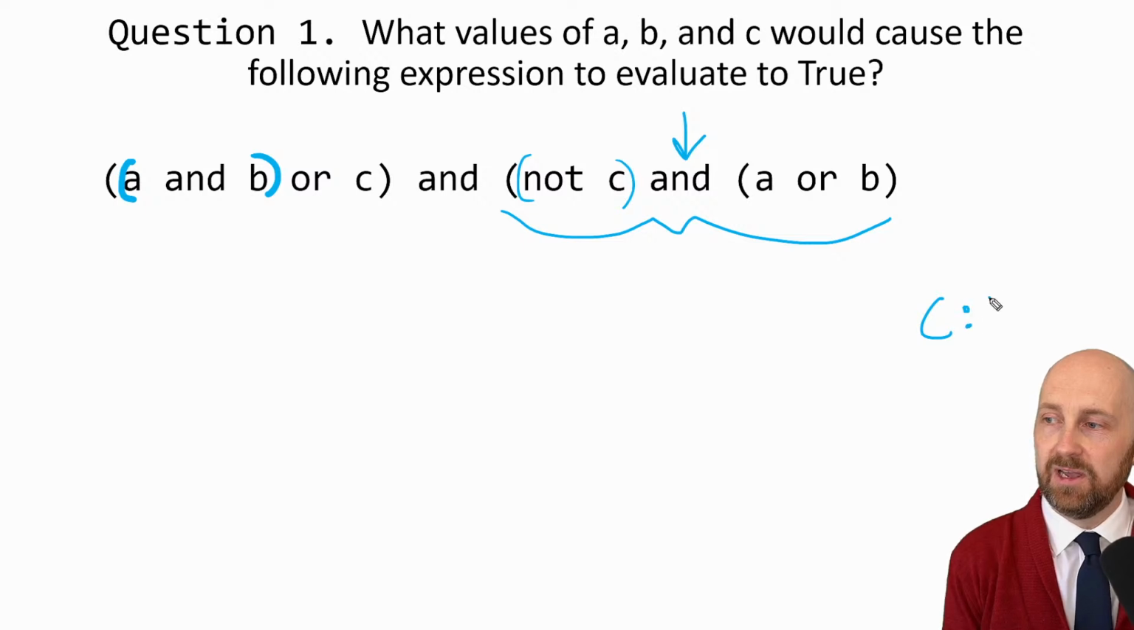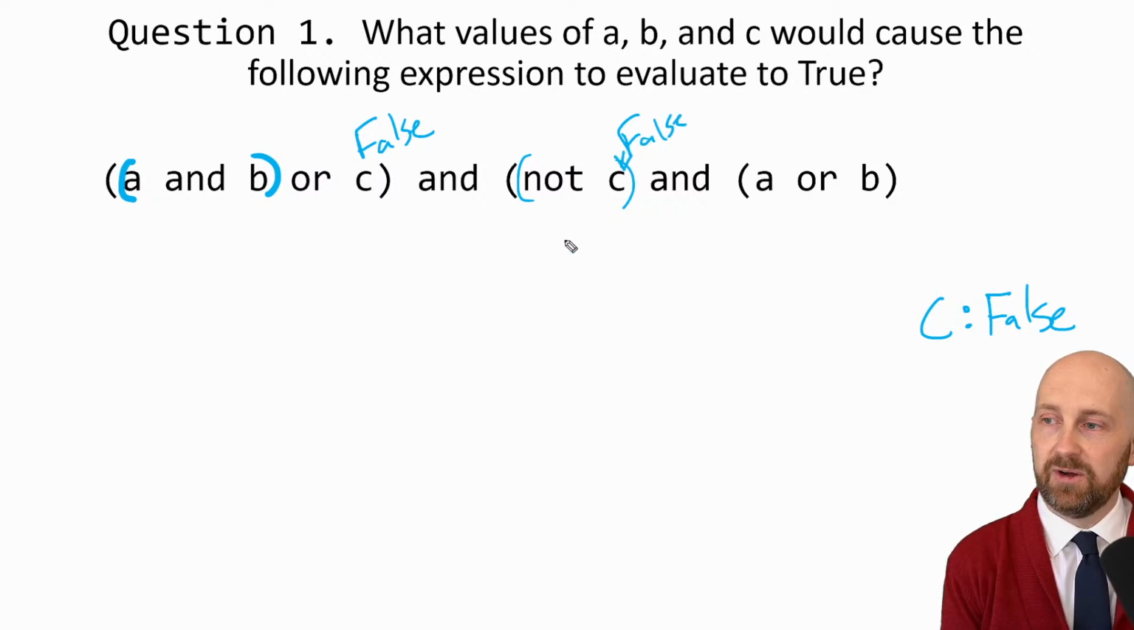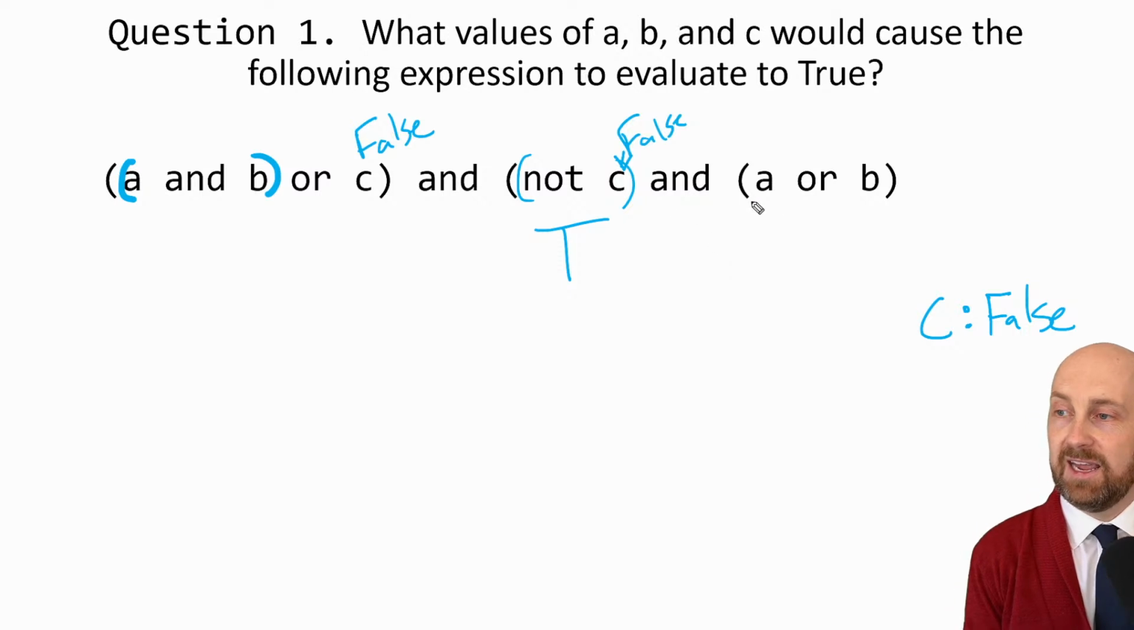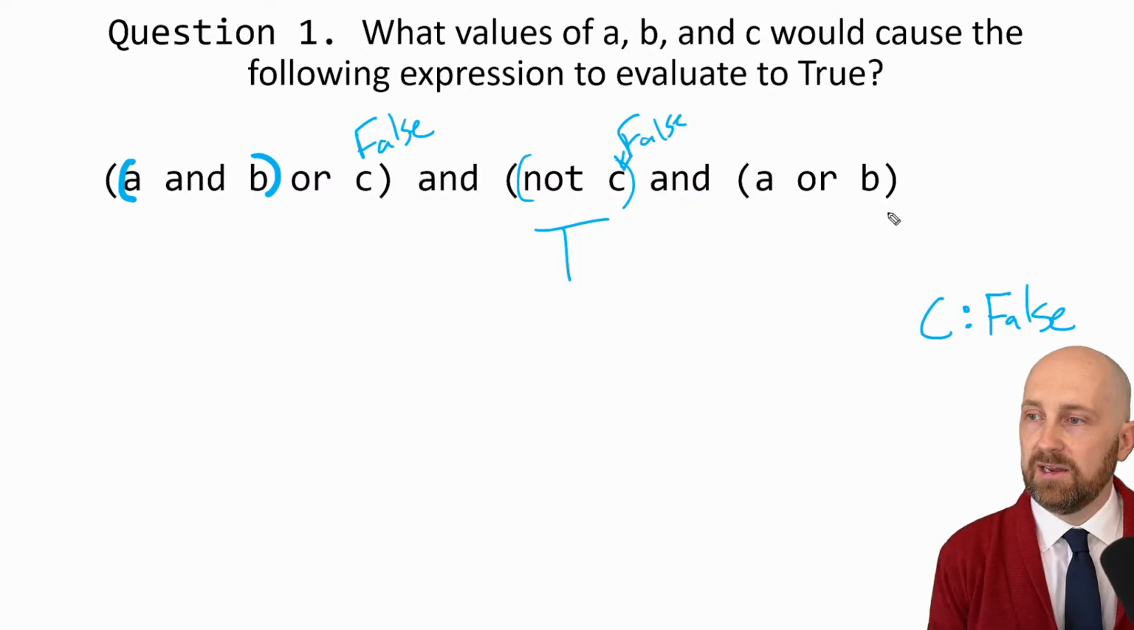So C, we know based on this, is going to need to be false, right? So we've already figured out one piece, and I can go ahead and plug that in on both sides. So not C is going to be true, right? So I might go ahead and write true here. And then A or B needs to be true.